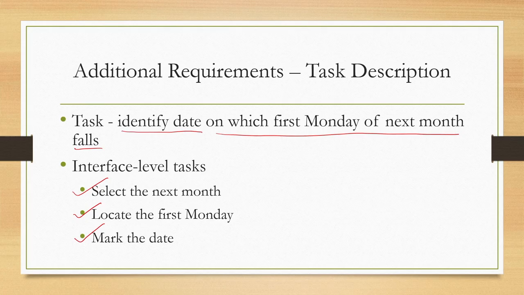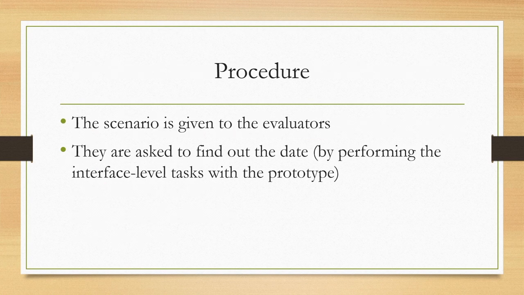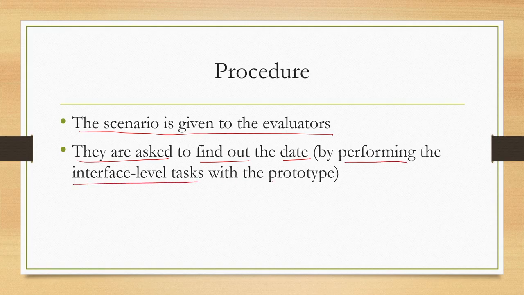Now, let us see if with the proposed design you perform these activities, whether there will be any usability issues. We want to test for usability of the proposed design with respect to these tasks using the cognitive walkthrough method. So, in the method, what happens? This scenario is given to the evaluators. That means, to each member of the evaluation team this scenario is given. Then they are asked to find out the date by performing the interface level tasks with the prototype.